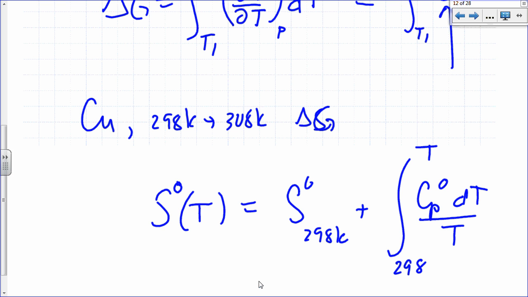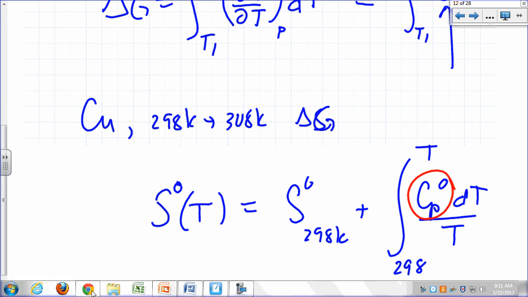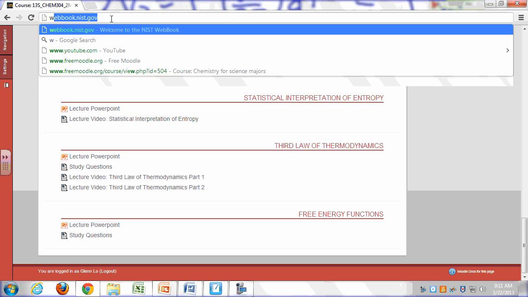And so that's what you'll have to do. You'll have to look up the expression for Cp as a function of temperature. Where can you find that information? Textbook, or if you want the actual function and literature values, you can go to webbook.nist.gov, right? Let's see if we can find that. I don't know if it's there. Let's see.